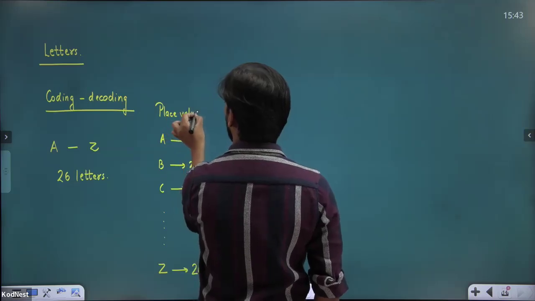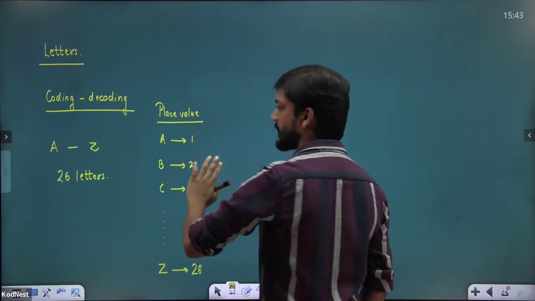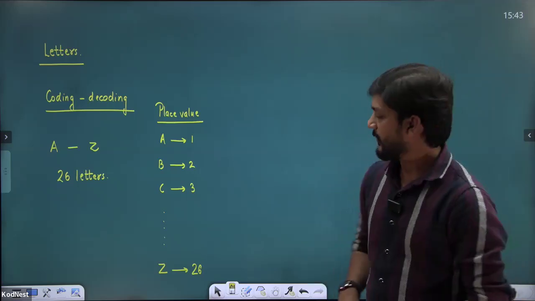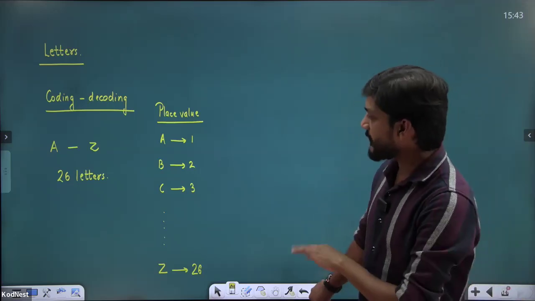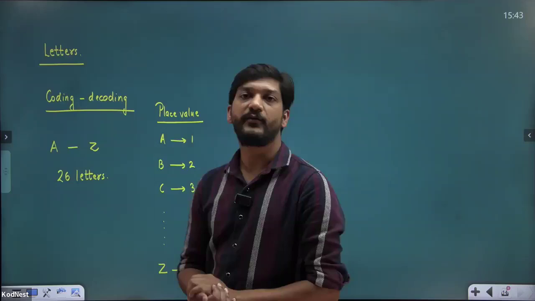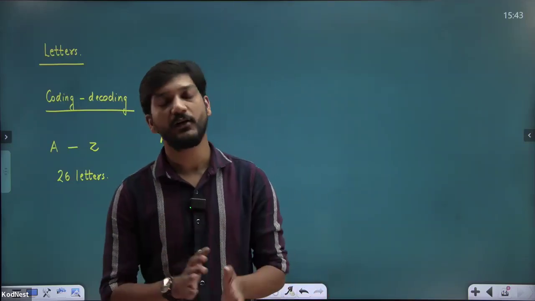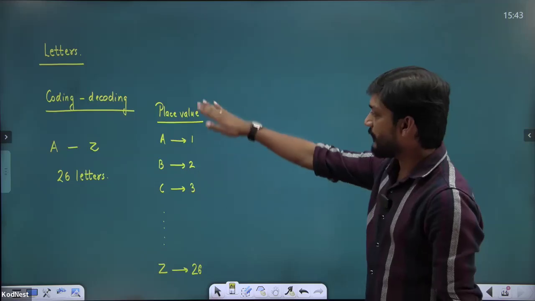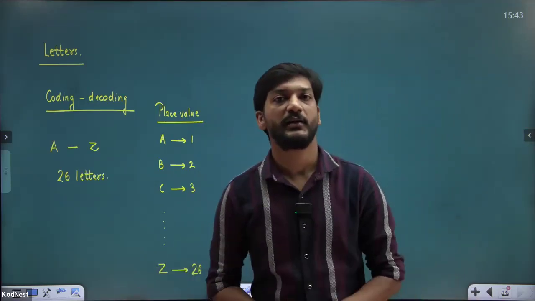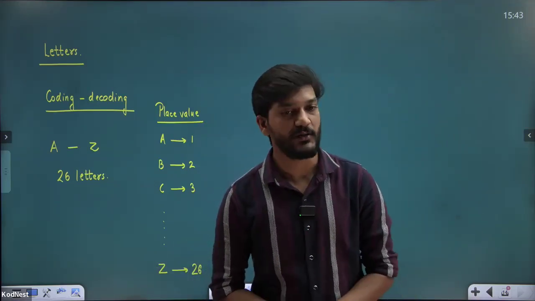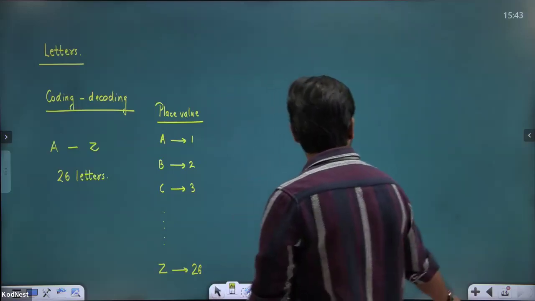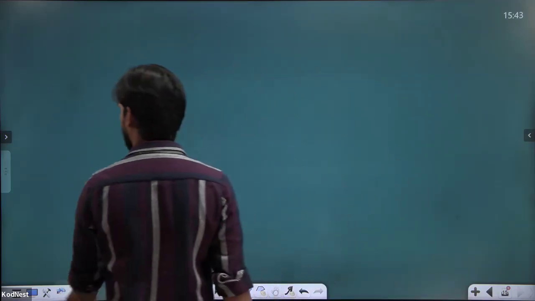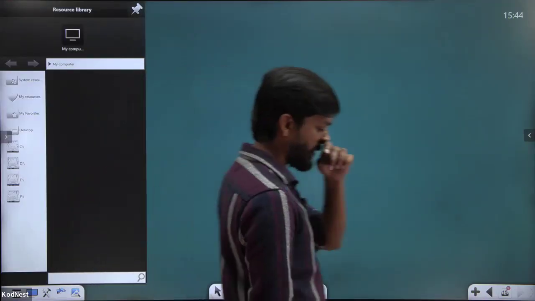So you should know the place value of each letter. This is what you should know always. If you know this, it will be good for you to solve the questions. If you don't know this, it will be difficult for you to solve 70% of the questions. So first we will learn the place values, then we will proceed further with the questions. So let's observe.